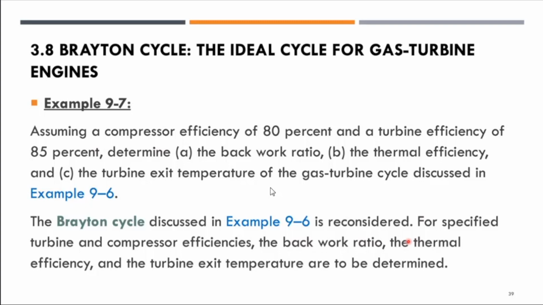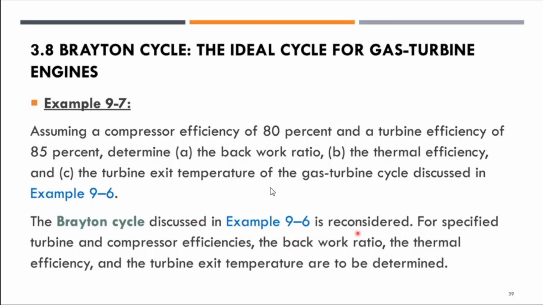Right. Let us look into, before we take a break, another example, example 9.7. This time around, we assume a compressor efficiency of 80% and a turbine efficiency of 85%. You have to determine the back work ratio, RBW, the thermal efficiency, zeta TH, and the turbine exit temperature of the gas turbine cycle, which was already discussed in example 9.6 over there.